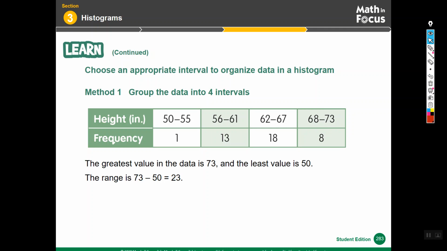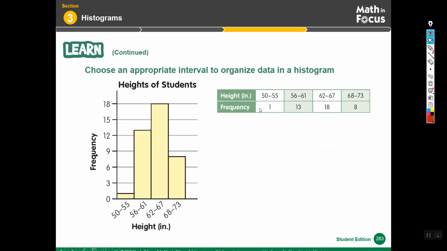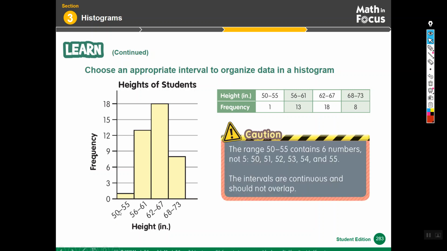So greatest value is 73, least value is 50. There we go. There's your range. You're going to divide it, make 4 intervals. And like I said, you could do it the other way as well. This is what the histogram matching that data would look like. So here's my first range of 50 to 55. Okay. How many students are in that height range, 50 to 55 inches?